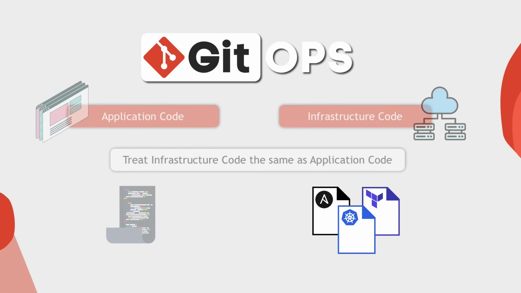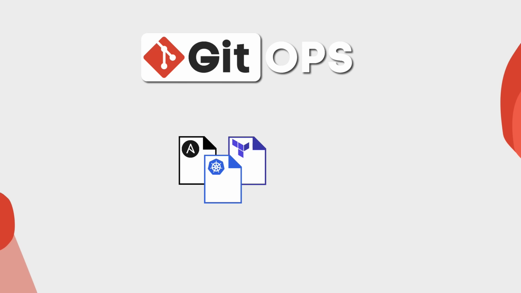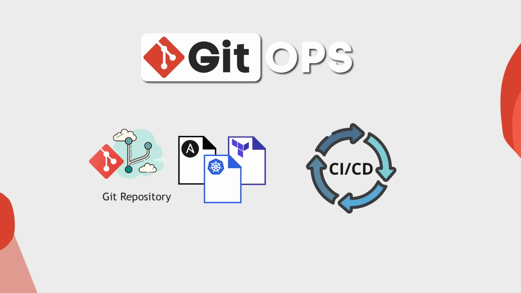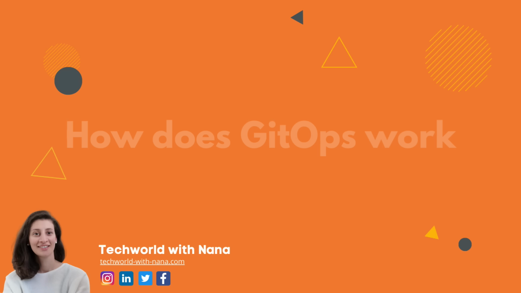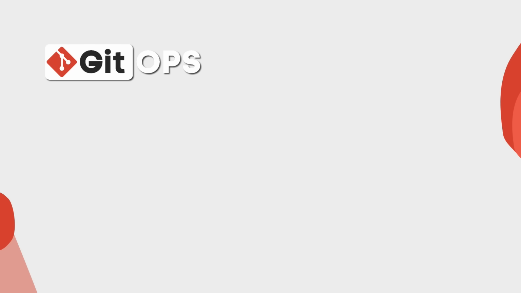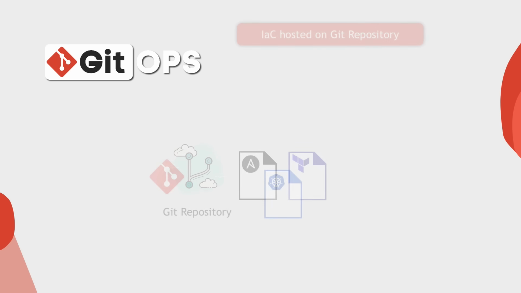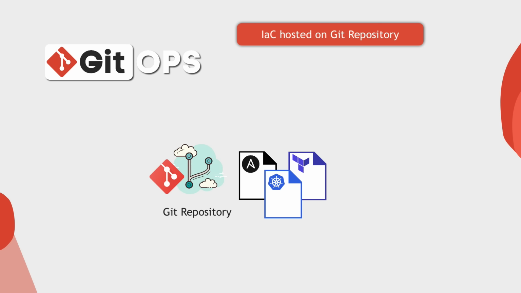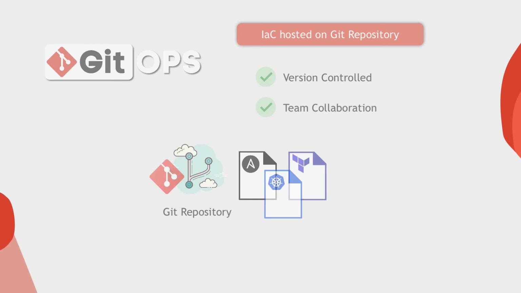So that's where GitOps concept comes in to basically treat the infrastructure as code the same way as the application code. So in GitOps practice, we have a separate repository for the infrastructure as code project or X as code project and a full DevOps pipeline for it. So let's see how this works, and more importantly, why is it so useful? With GitOps, infrastructure as code is hosted on a Git repository where it's version controlled and allows team collaboration. That's the first step.